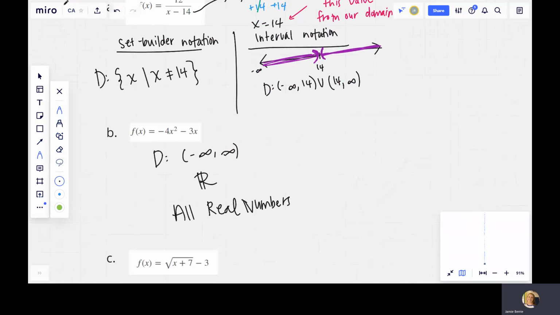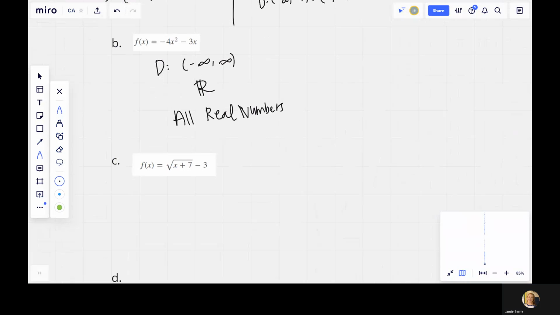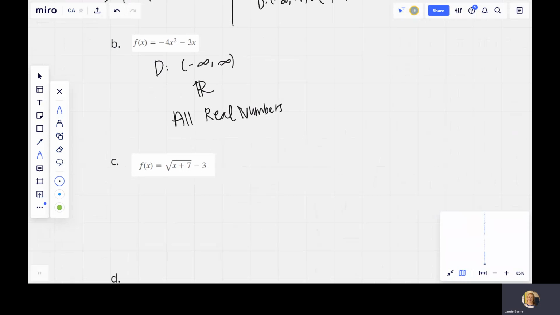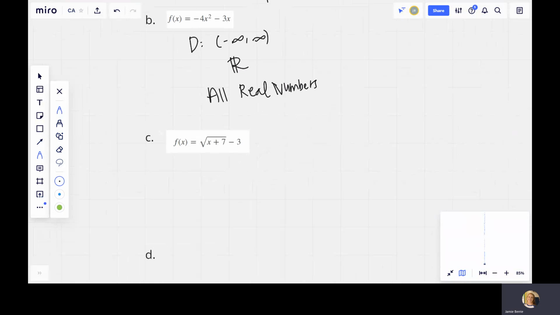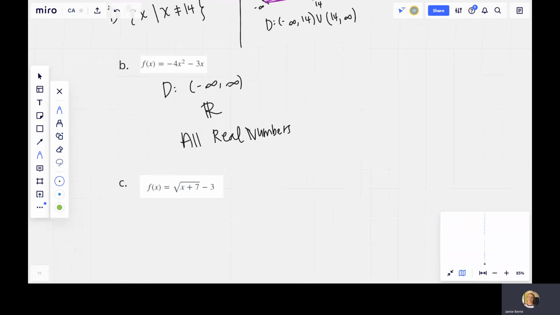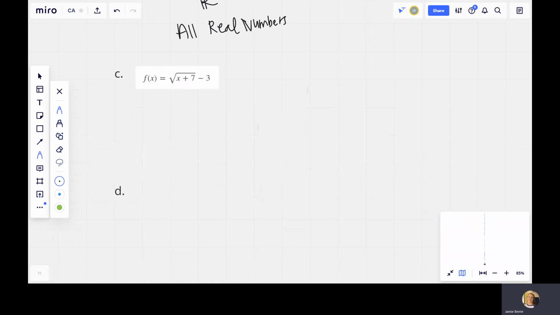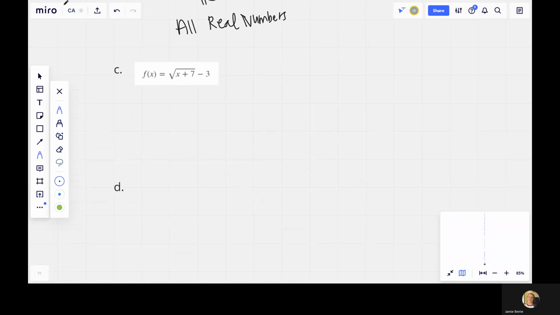I always put a question on the test where you have to find the domain. So make sure you know these rules. All right, then we have, struggling with my zoom here. Okay, there we go. This will work.